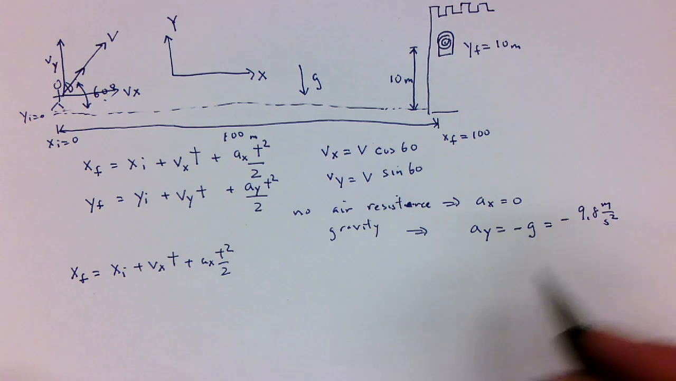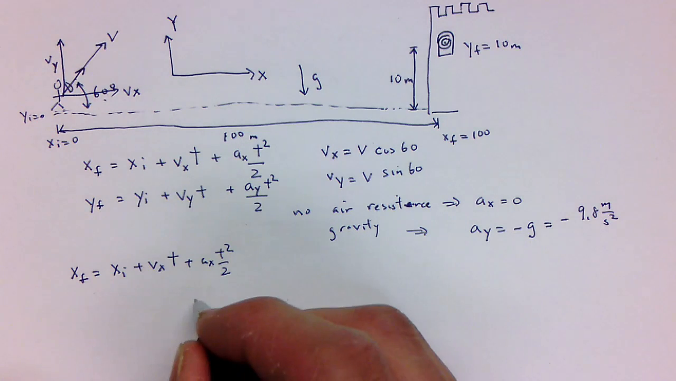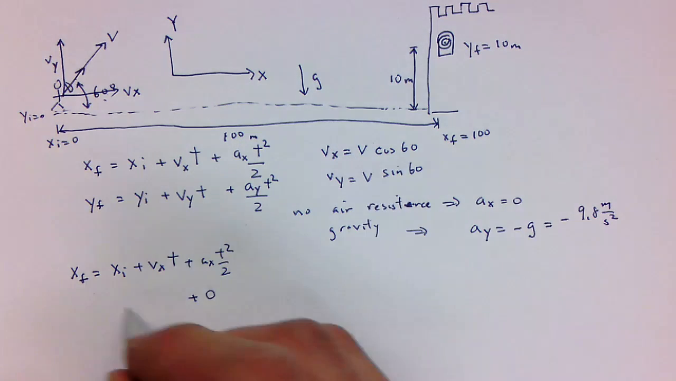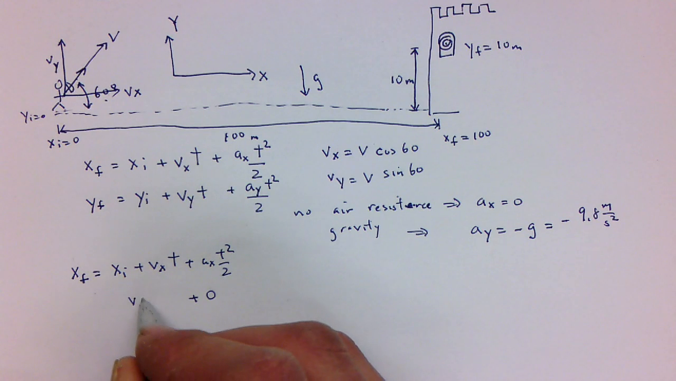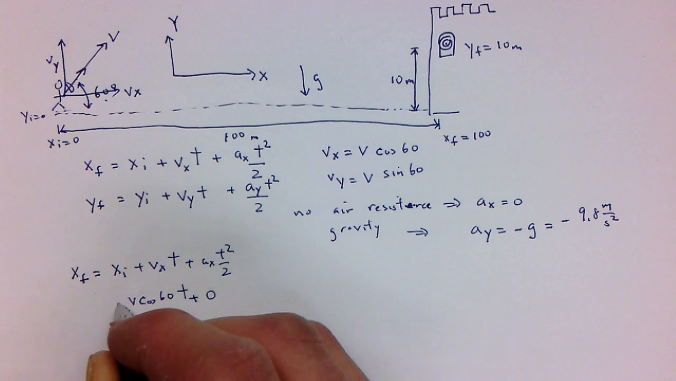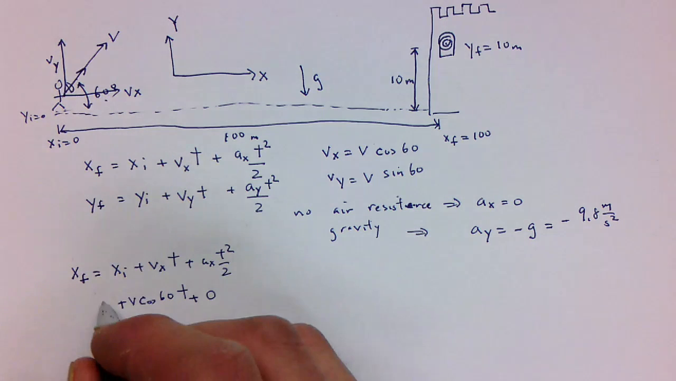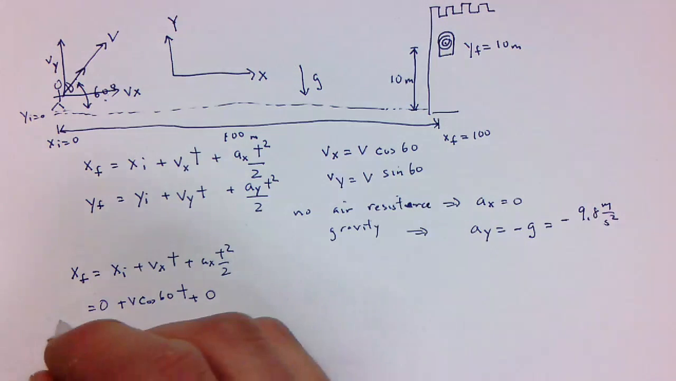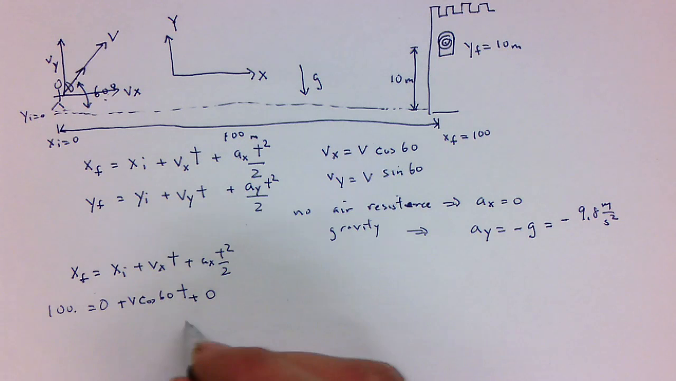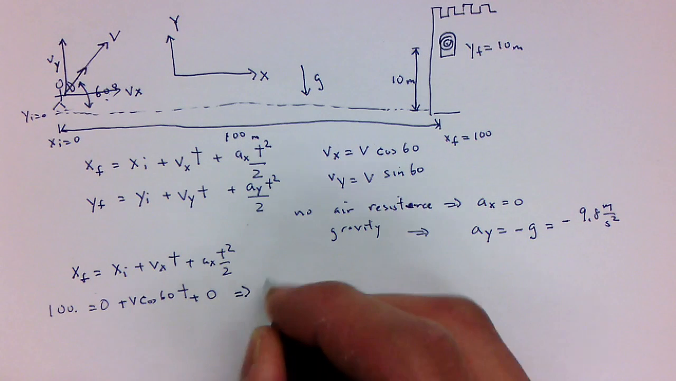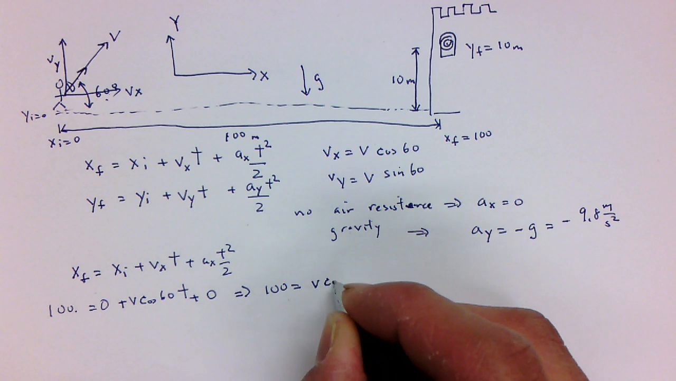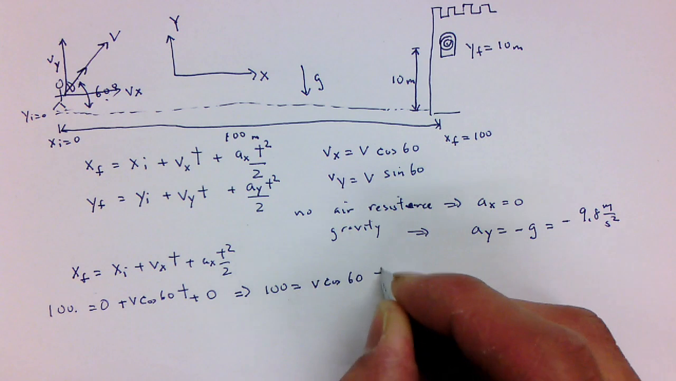Okay. Now what do we know? We know ax is 0, so this could be plus a 0. We know what vx is. This is going to be v cosine 60. We don't know the time, so we can write the time down. We know x initial is just 0 again, and we know x final is just 100 meters again. So these two zeros just give us 100 is equal to v cosine of 60 times t.